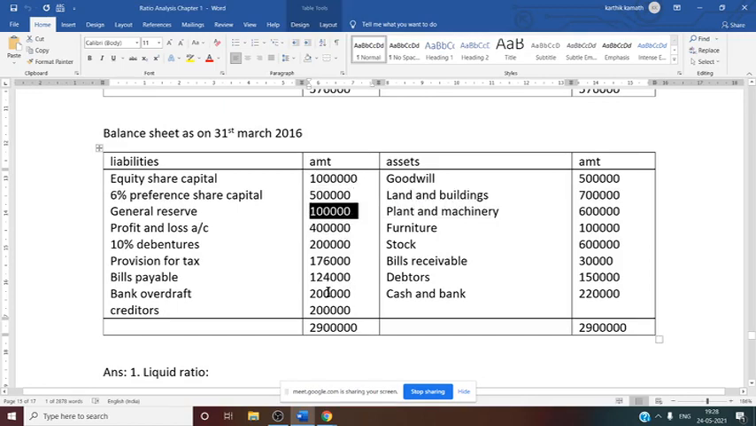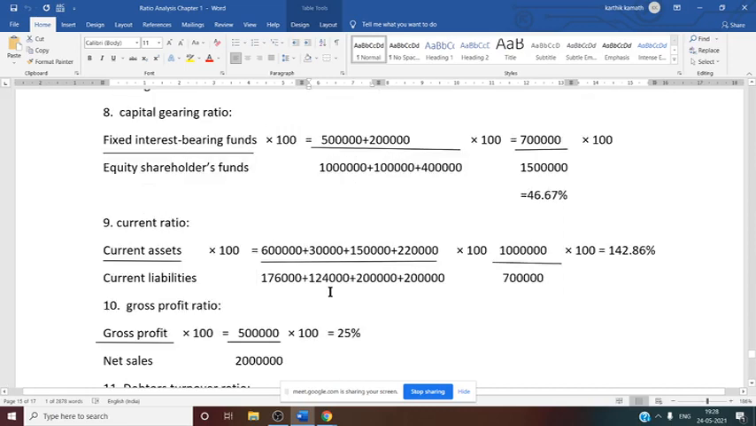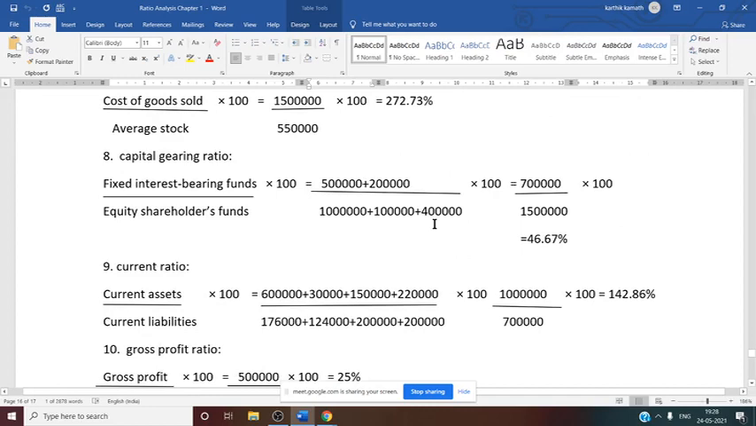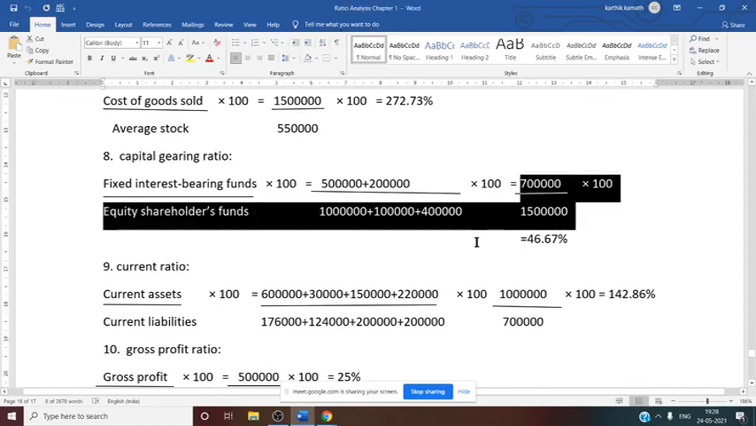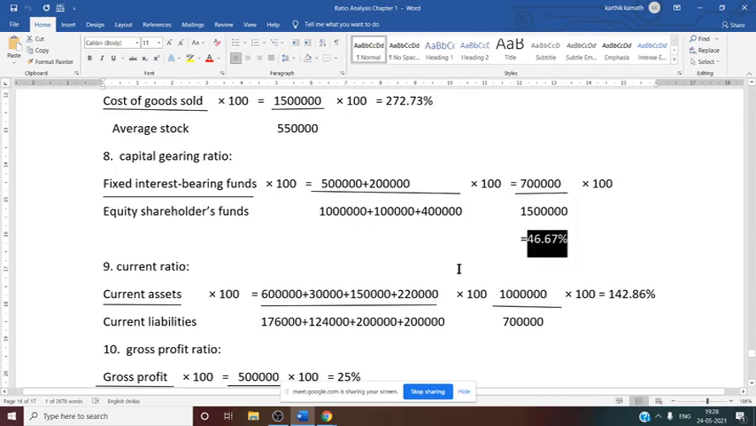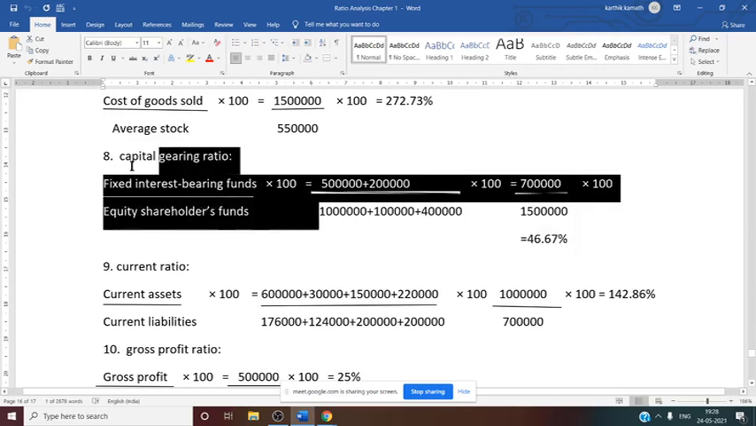So total 15 lakh is our shareholder fund. So shareholder fund we got, you can write that in the denominator. See this now, capital gearing ratio: 7 lakh divided by 15 lakh into 100, that is 46.67%, or else you can say 0.46:1. So formula for capital gearing ratio we know, fixed interest bearing fund divided by equity shareholder fund.